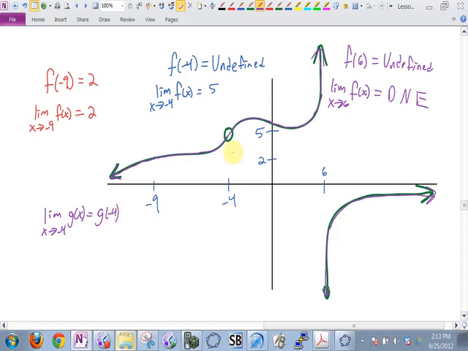So, if I can find this new function such that the only difference, and let me ask you this, if the only difference between two functions is a single point, won't all of the limits between those functions be the same?